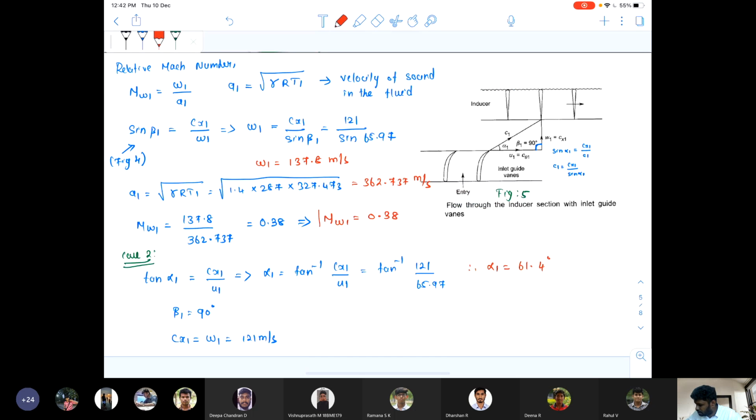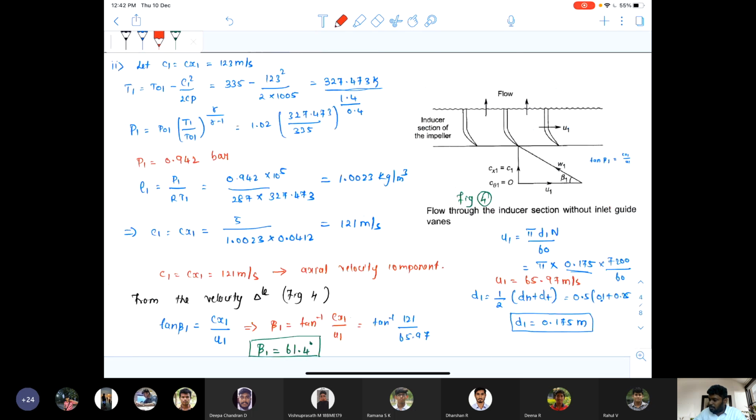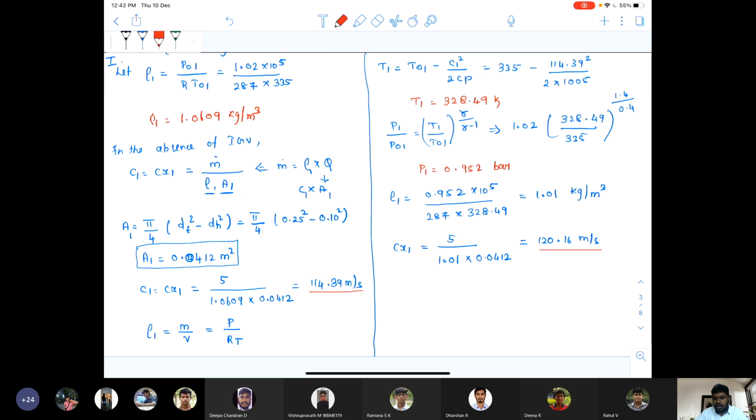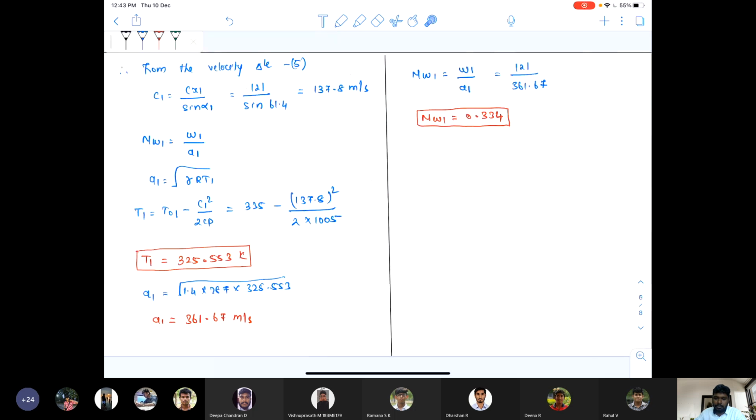This is the relative Mach number with respect to the inlet guide vane in the inducer section, and this Mach number is for the flow through the inducer section without inlet guide vane. There is a certain difference in the Mach number. This is how you should solve the problem when the axial velocity component is not given: make a trial and error method to find the Cx1 value, then proceed to find the relative Mach number. But in some problems, the value of Cx1 might be given, so you can simply proceed with the formulas from this step to find the relative Mach number.